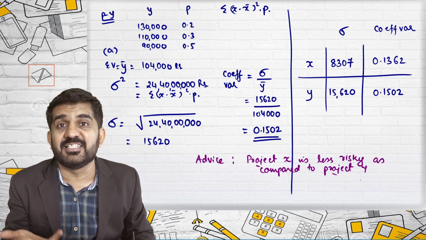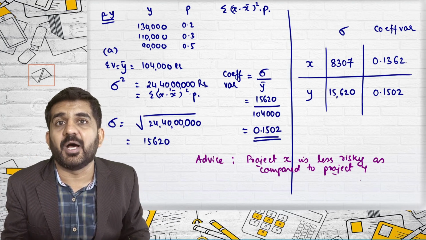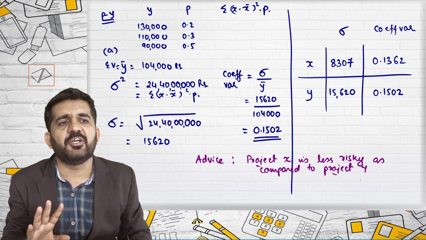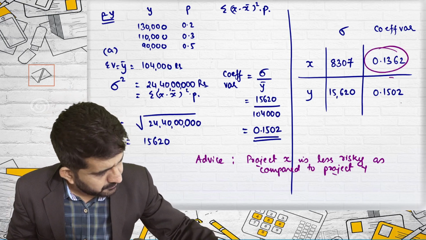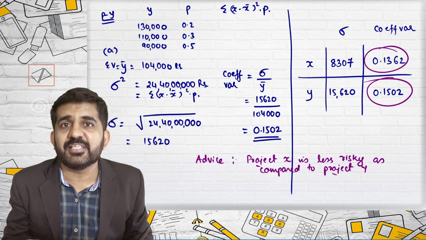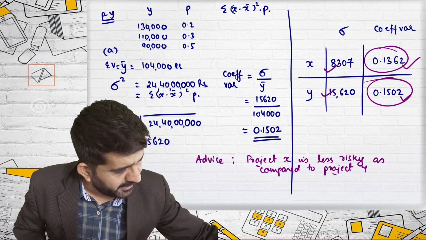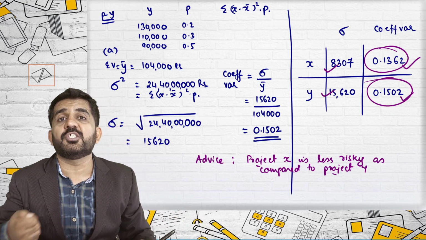You will have to still see the cost of project Y. You will have to see other variables of project Y. Yes, by these two figures you can determine that project X is less risky as compared to project Y. This gives you idea of total risk. This gives you idea of comparative risk to your cash flow.